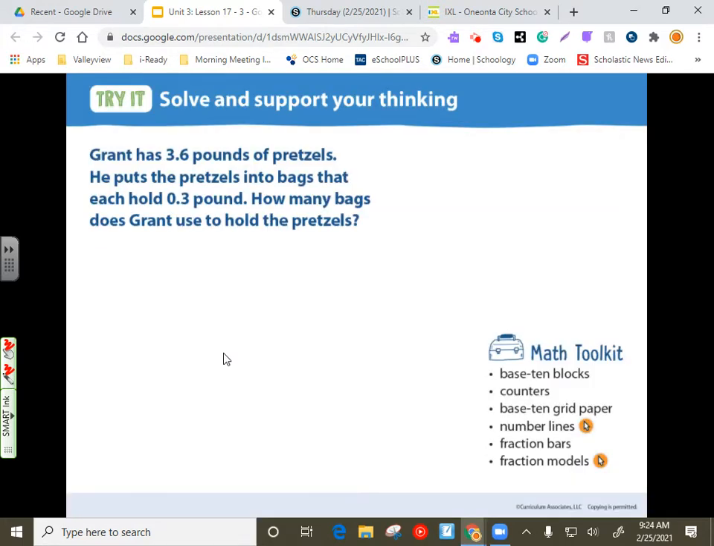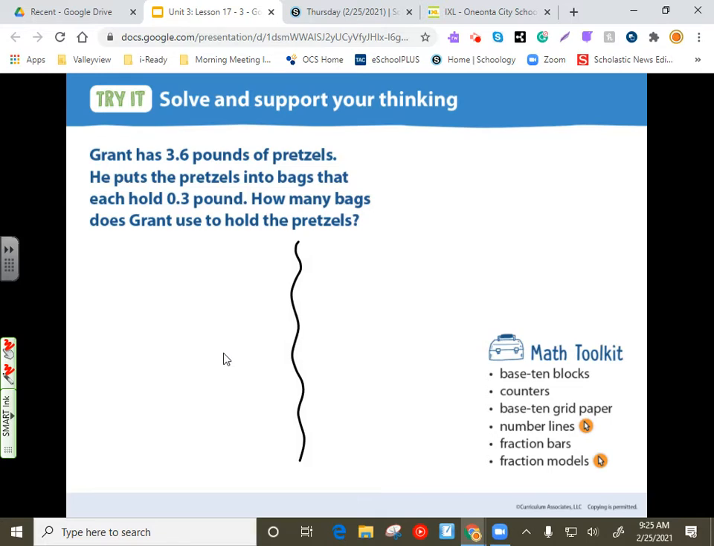For this one, if you could, just divide your paper into two equal parts, because I want to show you a couple different ways to do this. So, first things first, let's read over the problem. Grant has 3.6 pounds of pretzels, or 36 tenths. He puts the pretzels into bags that each hold 3 tenths of a pound. How many bags does Grant use to hold the pretzels?